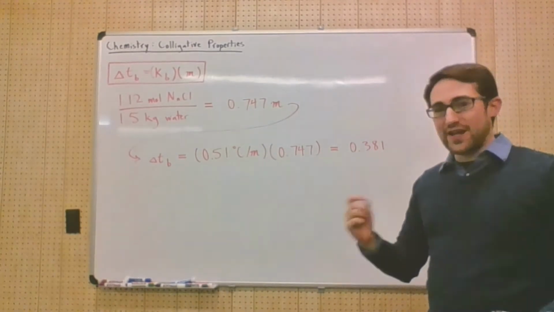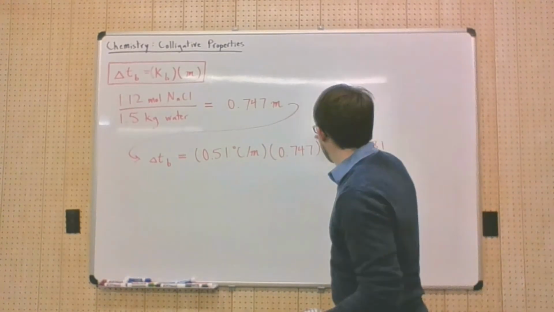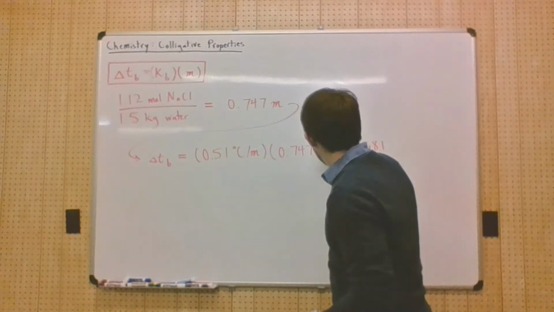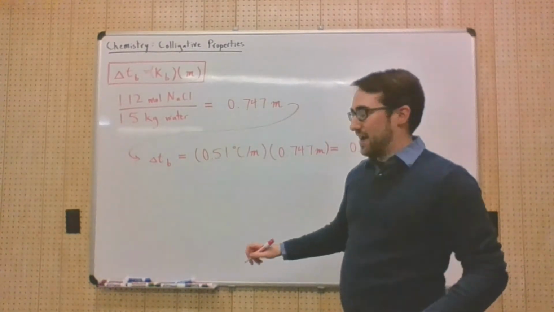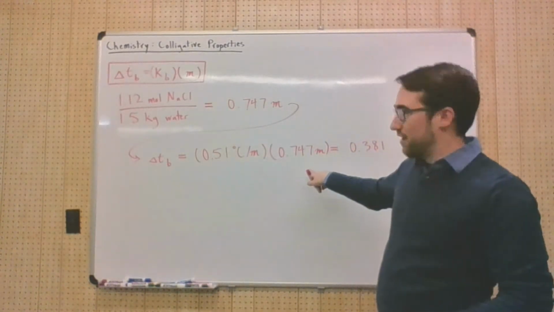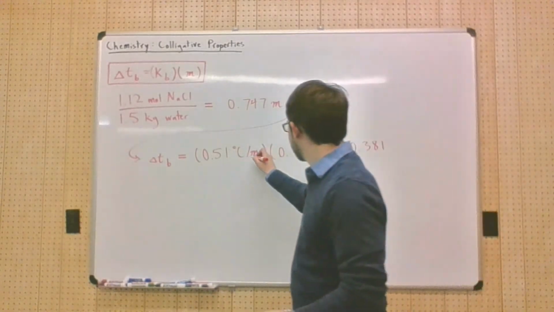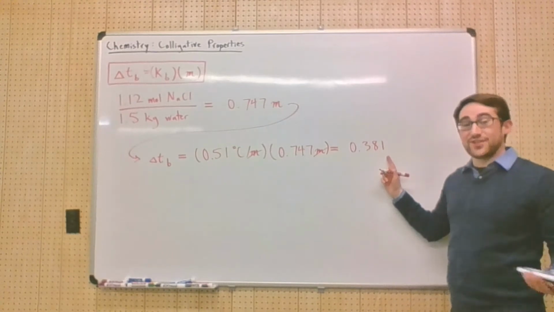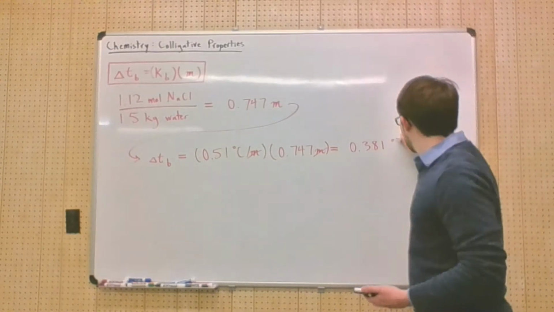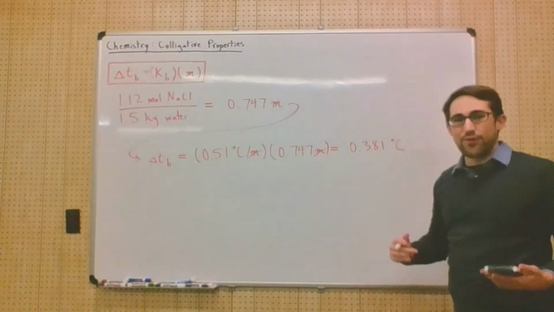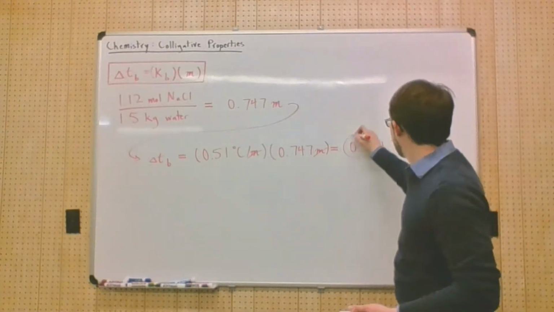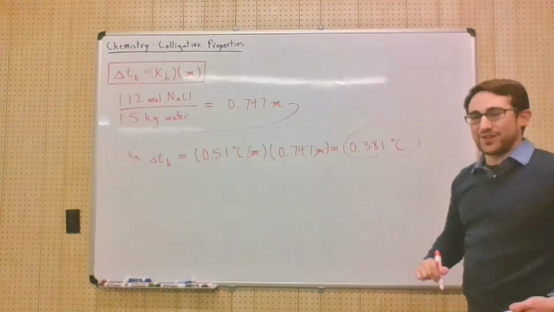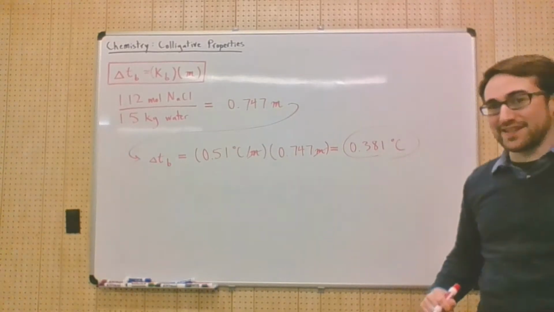Right? And my unit is going to be, my per molal and my molal units are going to cancel. So my unit here is going to be degrees Celsius. So my boiling point goes up by only a fraction of a degree, 0.381 degrees Celsius, not that much.